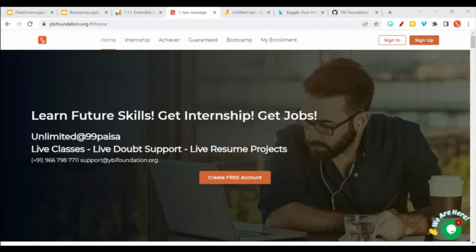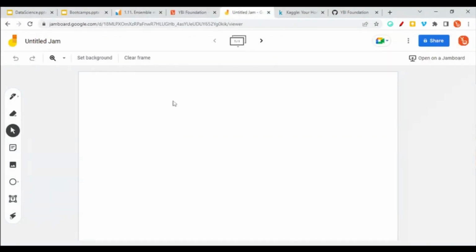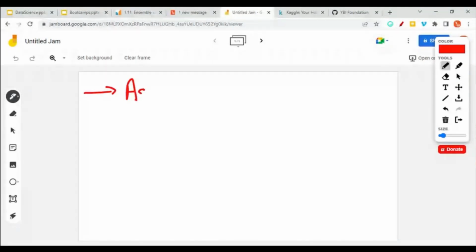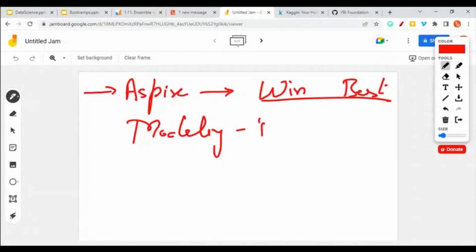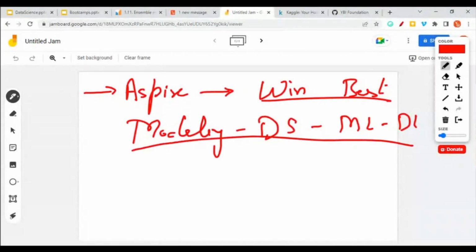So before I start this session, let me share a few things. You all know that we always aspire to win or to get the best. When it comes to modeling, data science, machine learning or deep learning, let's define the winning. What does winning mean? What is the meaning of winning?